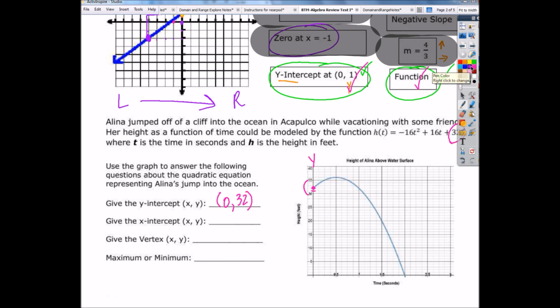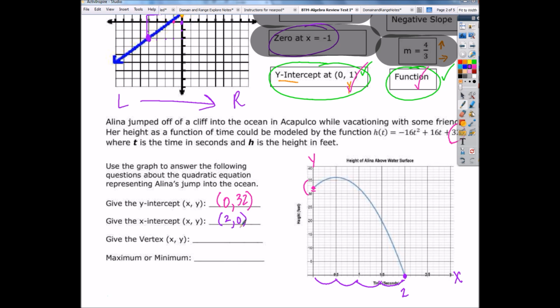X-intercept, if we go down here, here's the x-axis. We go right here. This is where you got to be careful, because some people would say 1, 2, 3, 4. But that's actually not correct, because this is going by 0.5s. 0.5, 1, 1.5. This would actually be 2. Since it's an x-intercept, I need an x value, and the y is 0.